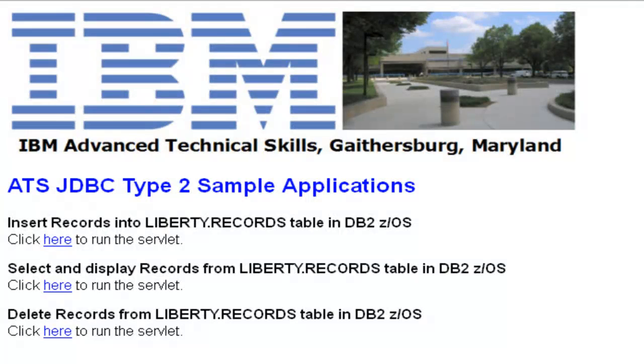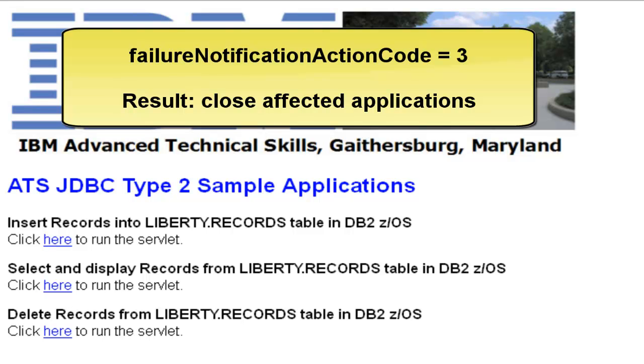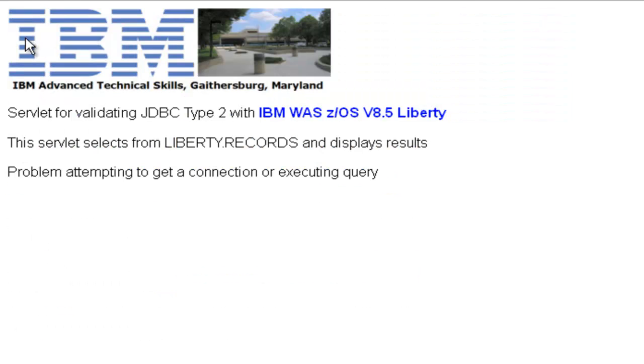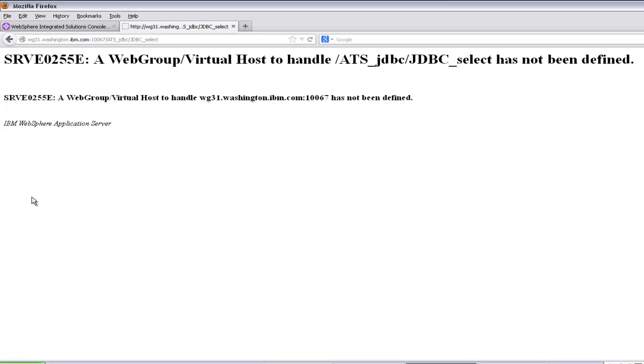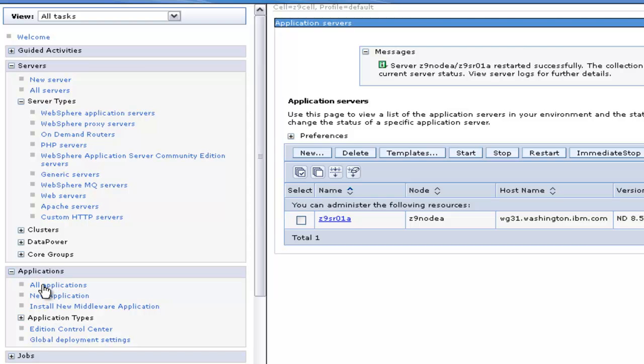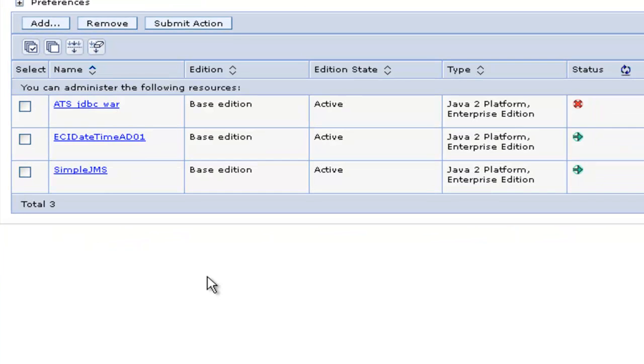And here's the scenario where the failure notification code is set to 3, which means that the listener ports will stay up, but any applications using the failed data source will be taken down. So let's again drive the select twice to see failure. There's the first failure, there's the second failure, and now when we drive the third, we should see this error, which is indicating the application is gone. If we go over to the admin console and look under applications for all applications, we will see that indeed the JDBC application we were driving has been stopped, but the other applications in the server are still working.